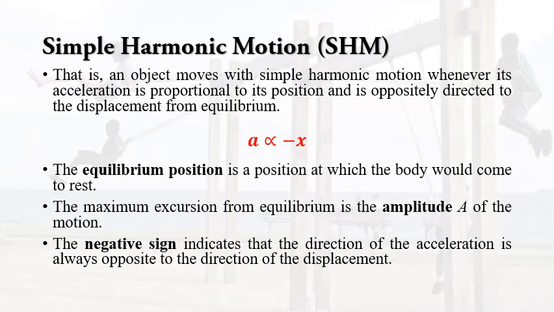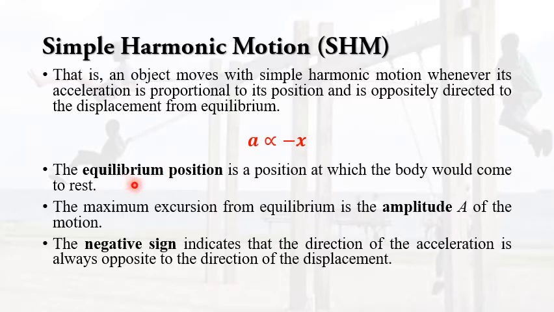So instead of saying that the net restoring force is proportional to the negative displacement, most of the time we would say that an object moves with simple harmonic motion if its acceleration is proportional to its position and is oppositely directed to the displacement from equilibrium. So a is directly proportional to negative x. This is the term that we often use when we describe simple harmonic motion, or when we check whether an object exhibits simple harmonic motion or not.